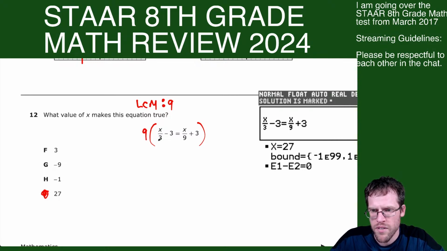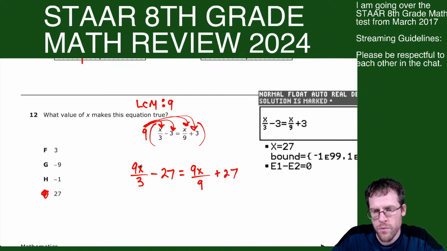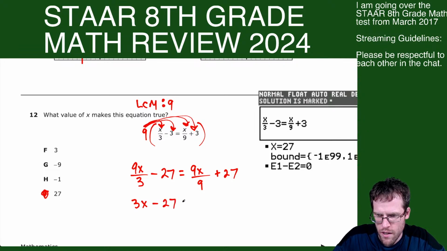And now watch what happens. If I do 9 times x over 3, I get 9x over 3 minus, and now I have 9 times negative 3 is minus 27, equals 9 times x over 9 is 9x over 9. And then 9 times 3 is 27. And from here, we simplify. 9x over 3, I could just do 9 divided by 3 is 3, and then the x carries. And then here, 9 over 9 just cancels. And I get x plus 27.